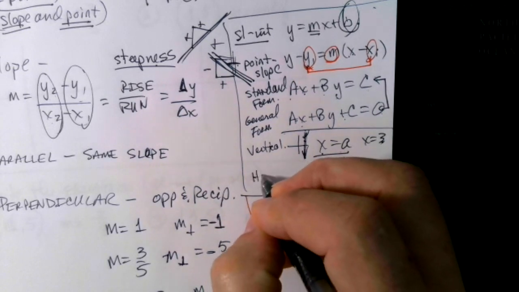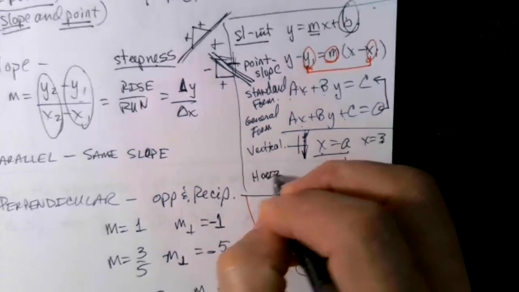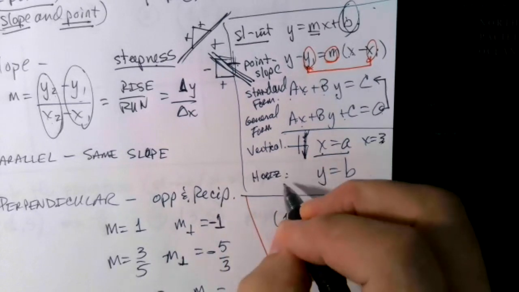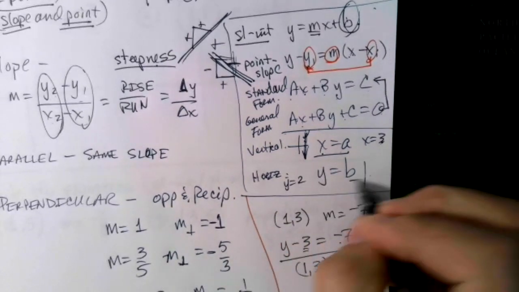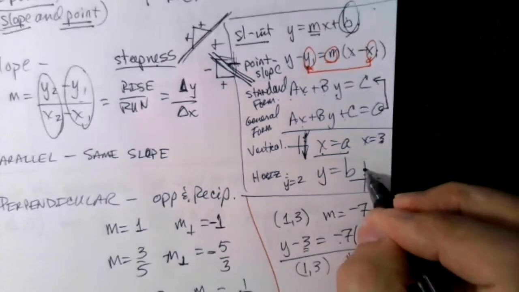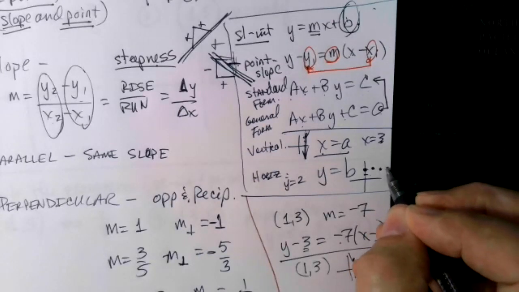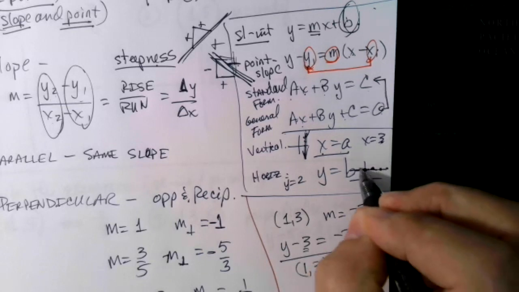And similarly, this one would be a horizontal line. Y equals a number. So like y equals 2. So, you know, here's y equals 2, but here's y equals 2 also. All these places, all these points have y values of 2.